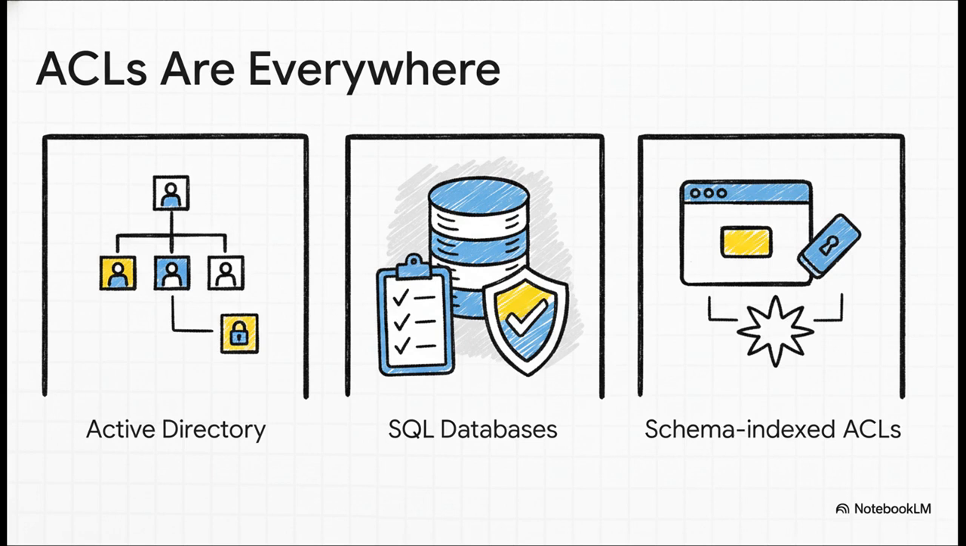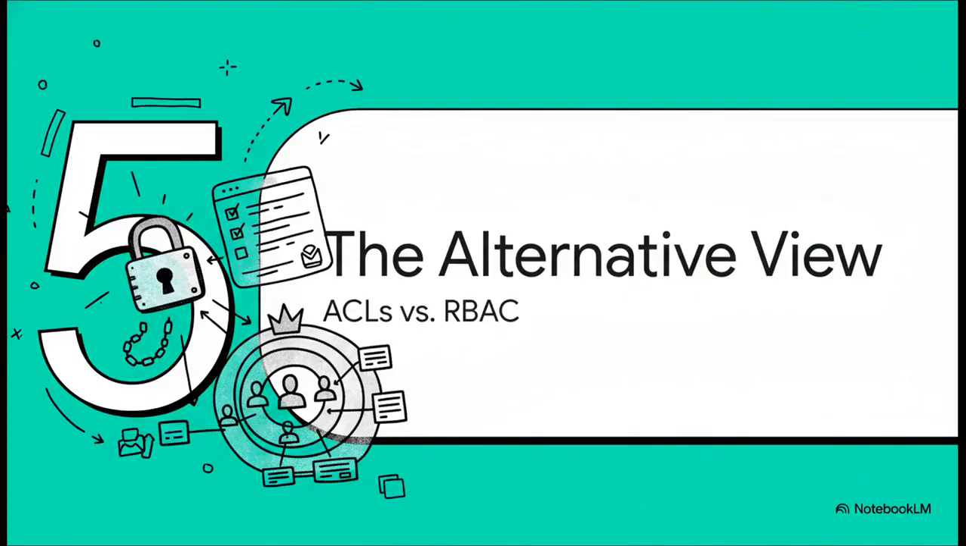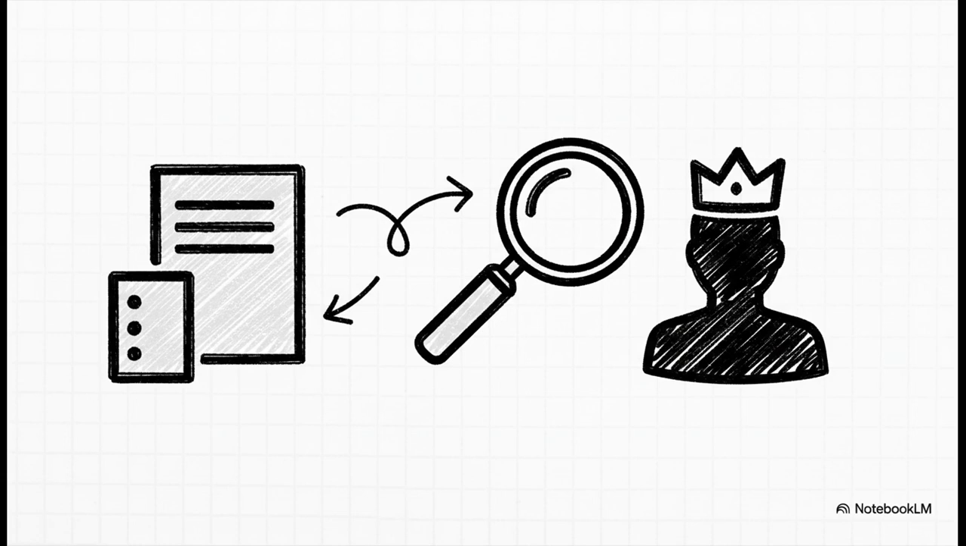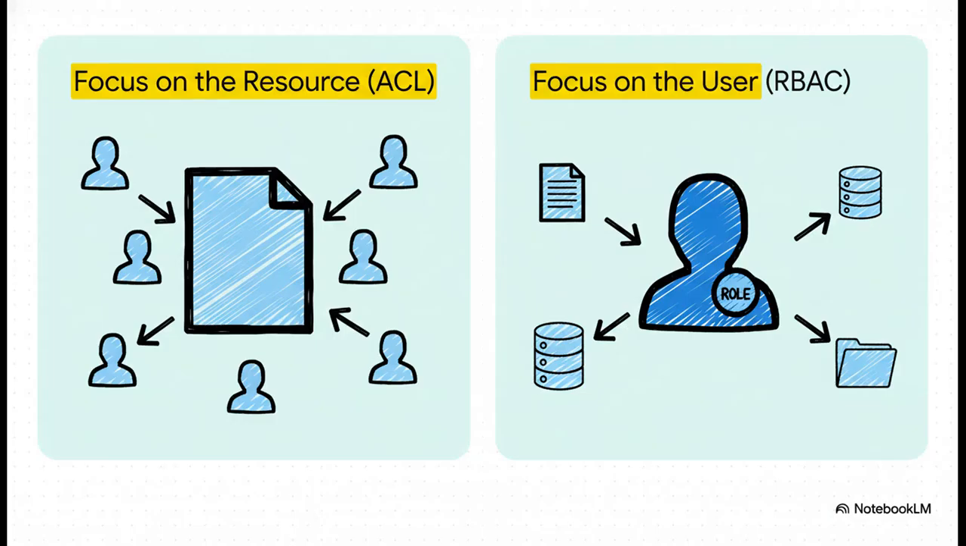Now, to really understand ACLs, it helps a lot to know about the main alternative out there, a model called role-based access control, or RBAC. So both of these models are trying to achieve the same goal, but they come at the problem from completely different angles. And really, the difference is all about focus. Okay, here's the key difference. An ACL always focuses on the resource. You start with the file, you look at its list, and that tells you who can get in.